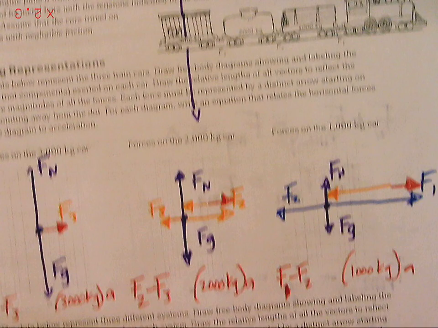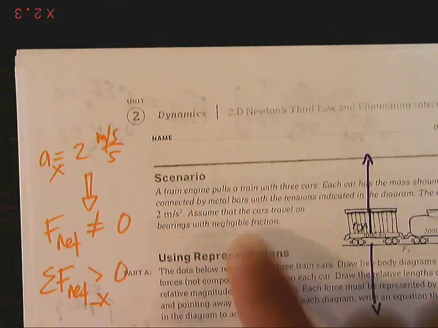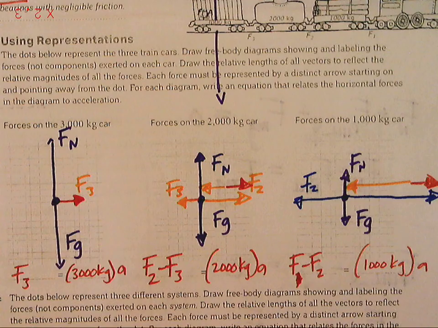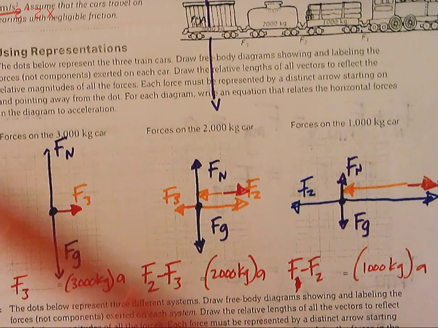And like we said, this entire train from the beginning was accelerating at a rate of 2 meters per second squared. So it's not like different carts are going to feel a different A. We're all accelerating at the exact same rate.